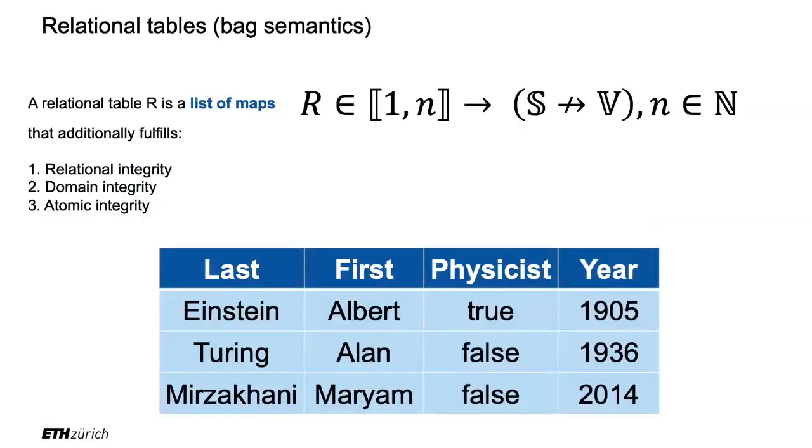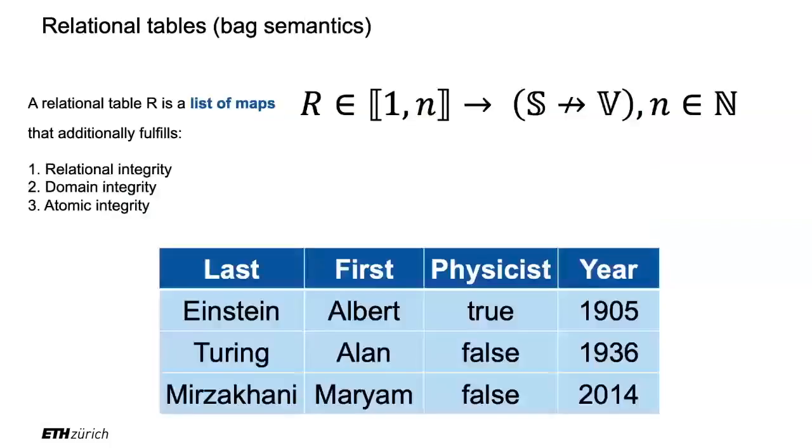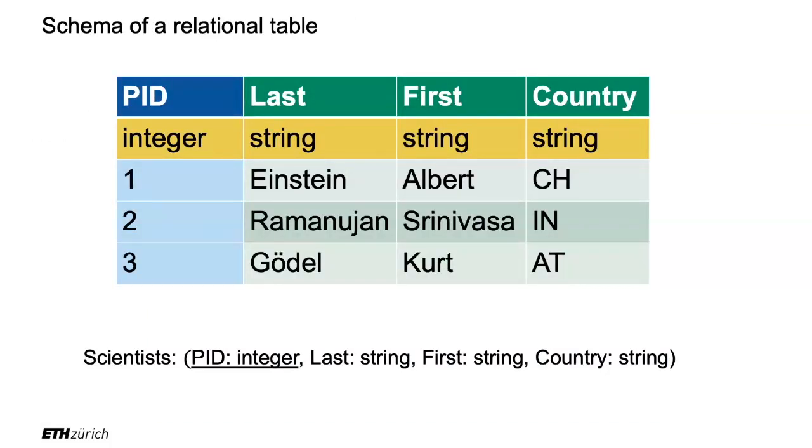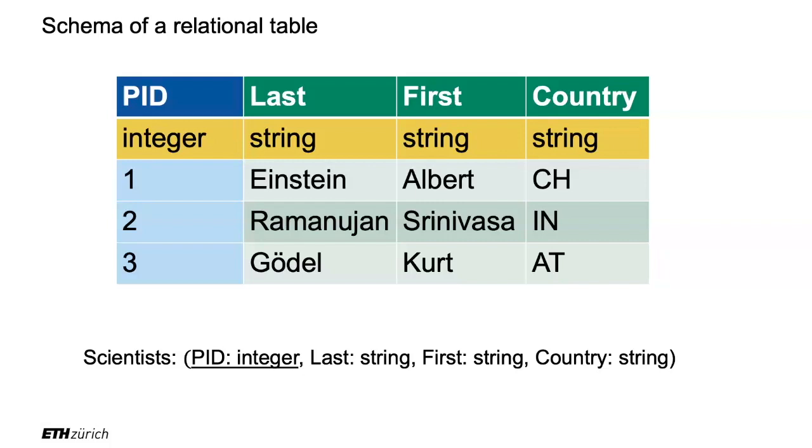Now, because we have these constraints, in particular relational integrity, it means that we always have the same columns everywhere. All the maps have the same support. In that case, it's PID, last, first, and country. This is called the schema, in fact, when we start looking at this. So the schema contains the names of the attributes, which are the same for all maps because of relational integrity. Second, every one of these attributes is associated with a domain or a type, which is the kind of values that are in there. PID is an integer, last is a string, first is a string, country is a string. That's because we have domain integrity that we can do that. So we can assign domains to every column.